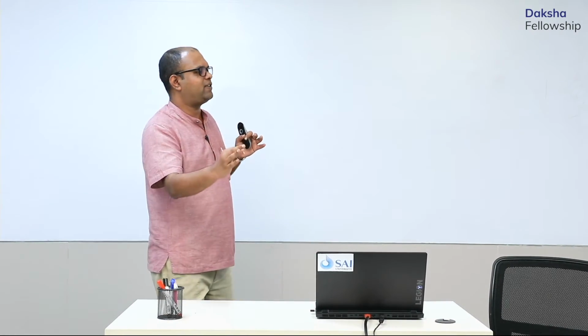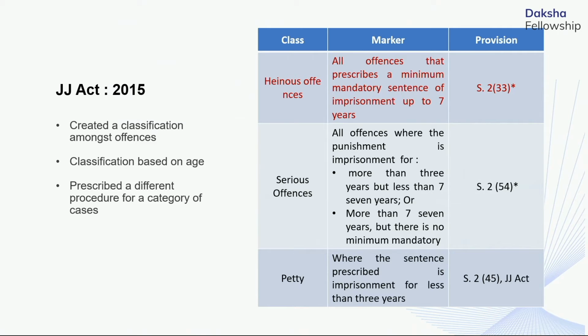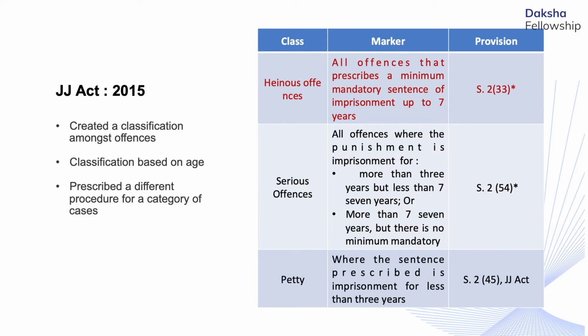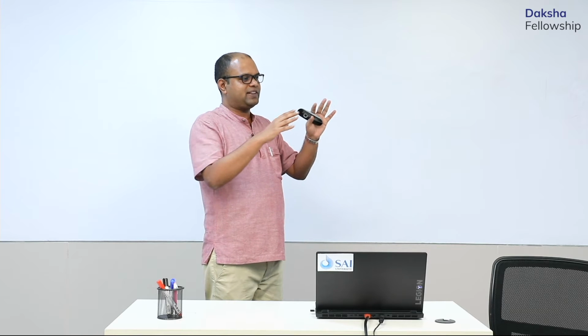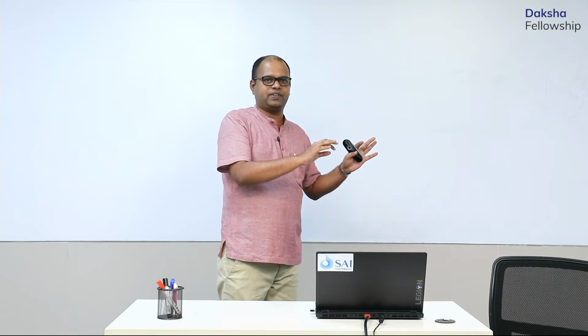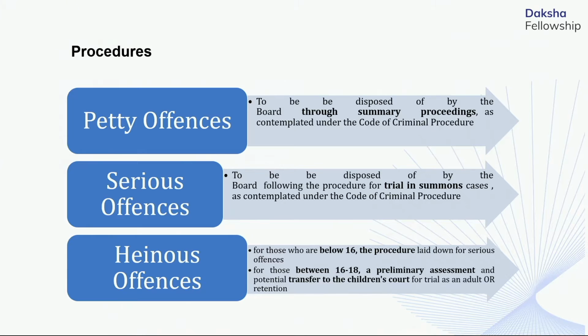If you look at the slide right now, you'll see that the categorization is based entirely on the quantum of punishment. If it's a heinous offense, that's an offense for which there is a minimum mandatory imprisonment of 7 years. That's one category of offense. Something for which the punishment is between 3 and 7 years is called a serious offense. And something for which the punishment is less than 3 years is called a petty offense. So that's the first categorization.